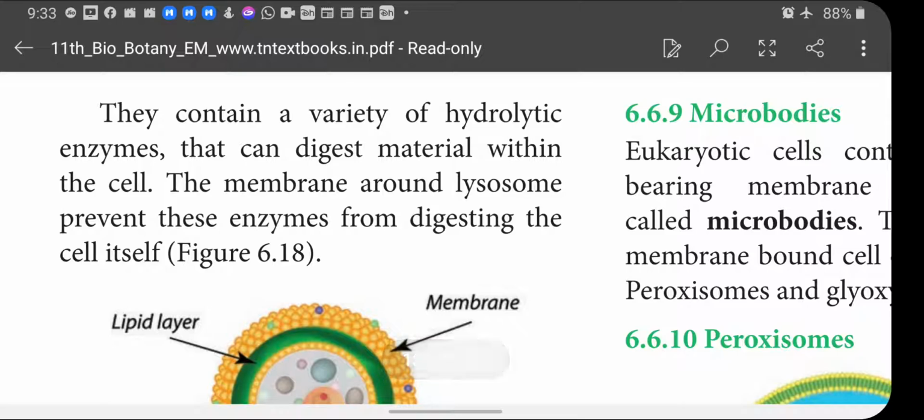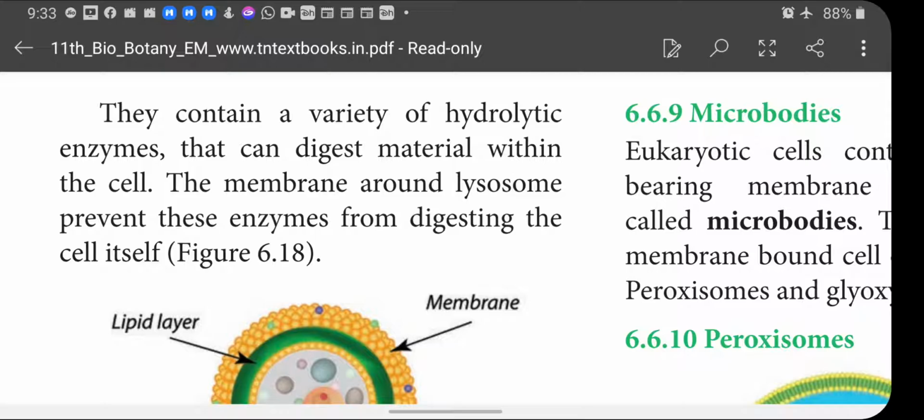As I said, they contain a variety of hydrolytic enzymes that can digest material within the cell. So inside the vacuole of the lysosome there are hydrolytic enzymes, and these can digest materials within the cell. The membrane around the lysosome prevents these enzymes from digesting the cell itself.